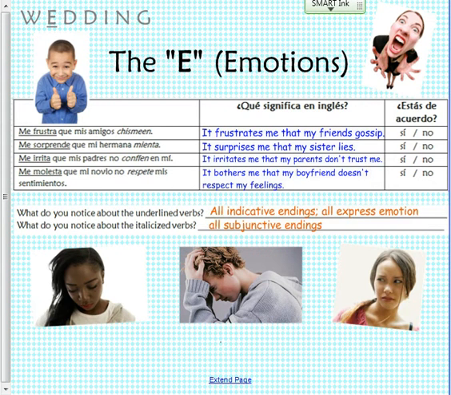And then if we look at the italicized verbs in the dependent clause, or the second clause, we notice that they all have subjunctive endings. And we know this because, for example, in the first sentence, the conjugated verb chismeen comes from the verb chismear, to gossip. If it was conjugated in the regular present tense in the indicative, it would be chismean. But since we switched the ending, we know that it's conjugated in the subjunctive.